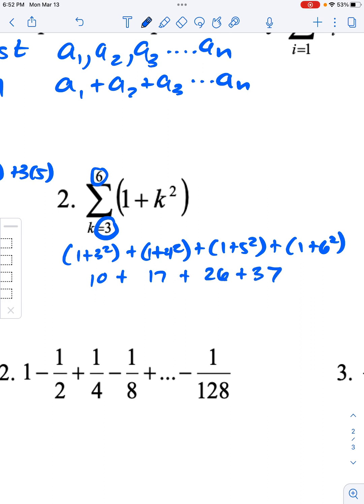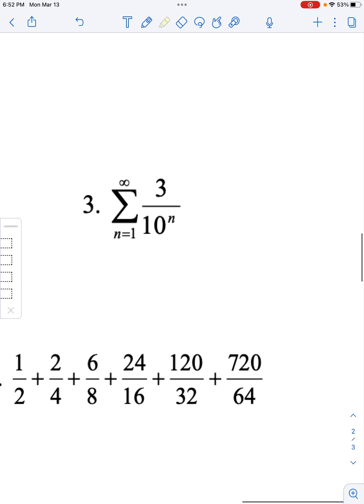These are the places that I love to make mistakes, and I know some of you do too, because you go too fast. So just take your time when you're doing this. And so the sum of 1 plus k squared from 3 to 6 turns out to be 90.